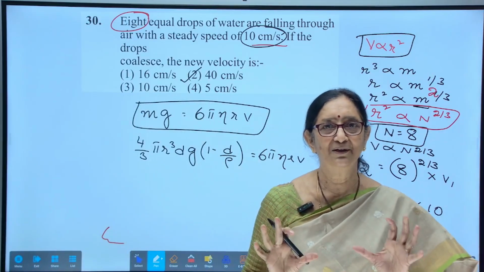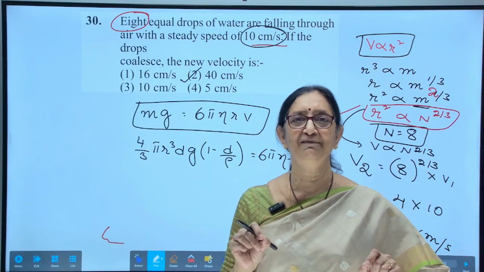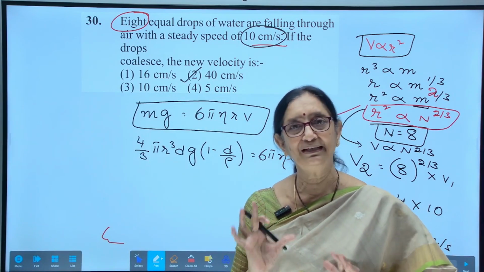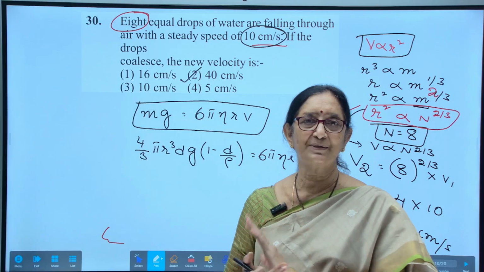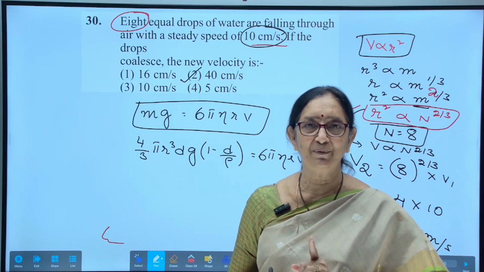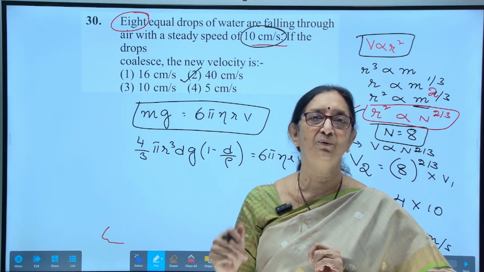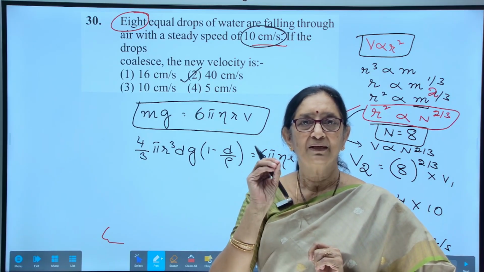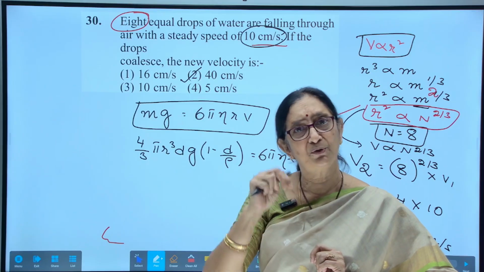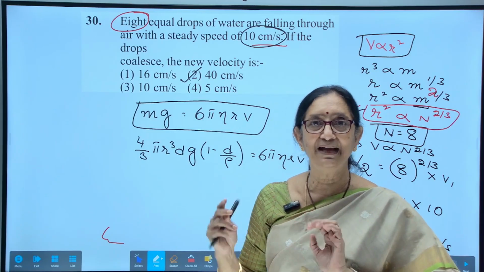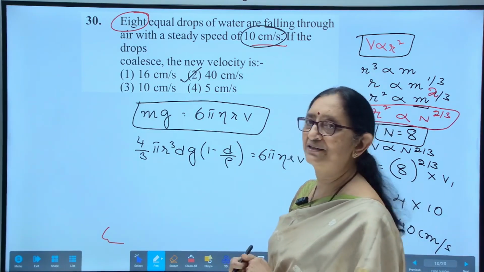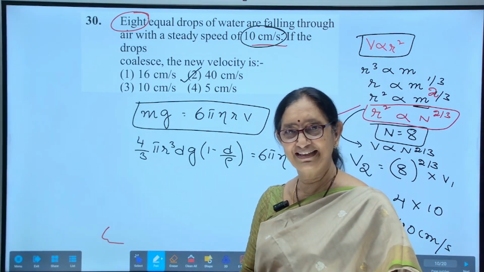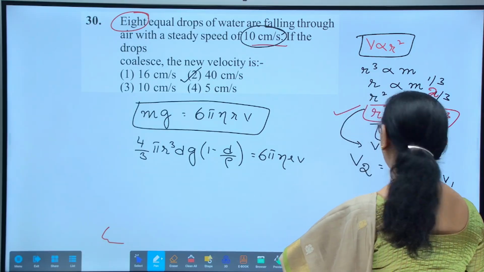See here. So, I am telling, actually you need not even put the pen on the paper, straight away you can answer. 8 drops are coalesced. V is proportional to n to the power of 2 by 3 times initial. Cube root of 8 is 2, 2 square is 4, 4 times the initial. Initial is 10, answer is 40. Understood? Move on to the next problem.